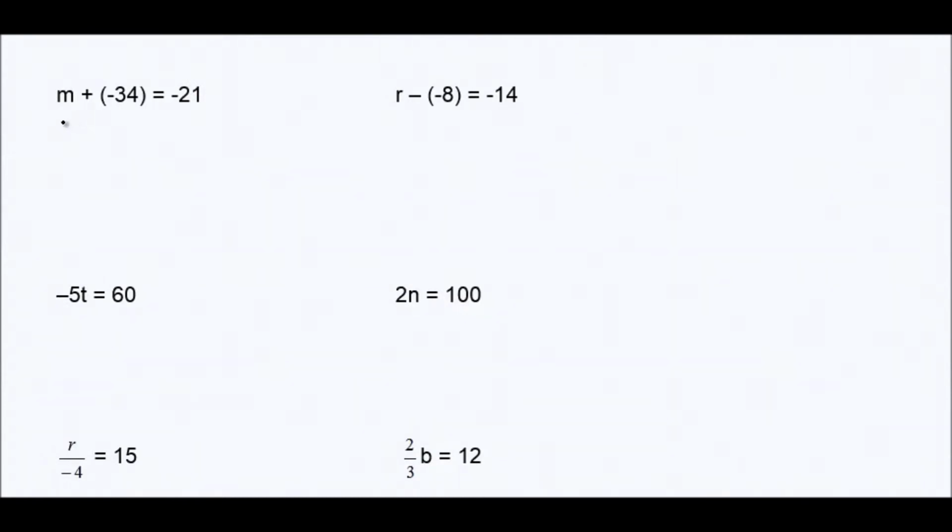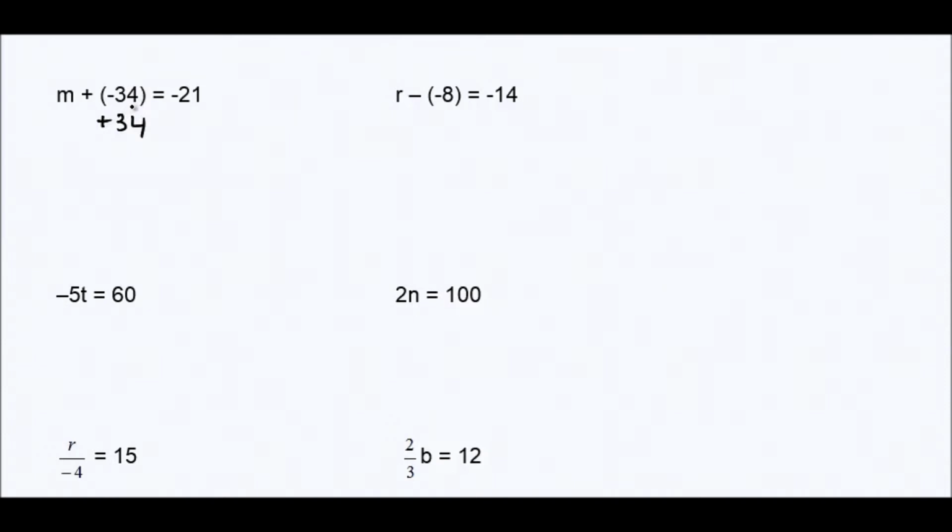Okay, so we have some variable, some number, plus a negative 34 equals a negative 21. So this is where we start mixing signs, positives and negatives. This is the same thing as m minus 34 equals a negative 21. Because that's the same thing, we're going to treat this as if it were m minus 34 equals negative 21. And because you're subtracting a 34, to zero it out, you have to add 34.